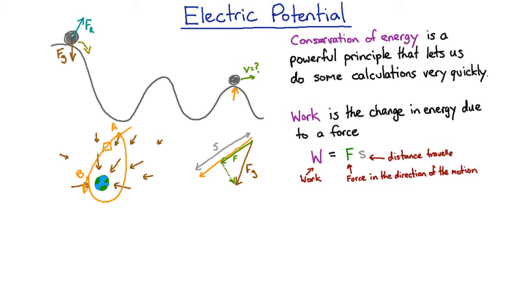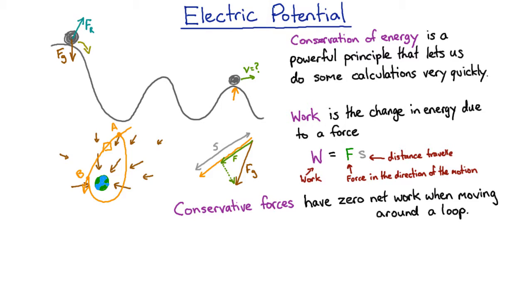But conservative forces have a special property. And that property is if you go around an entire loop, so if I went round from A all the way back to A again, my energy wouldn't change because my net work would be zero. So going from A to B on one path gives me exactly equal and opposite the amount of work of going back along any other path. And if I change the direction of my path, all I'm going to do is change the sign because my force is going to be going in a different direction compared to my movement.